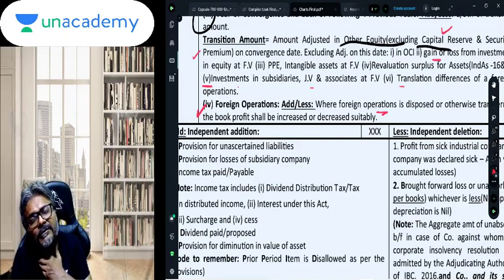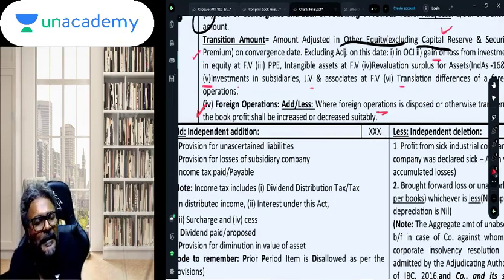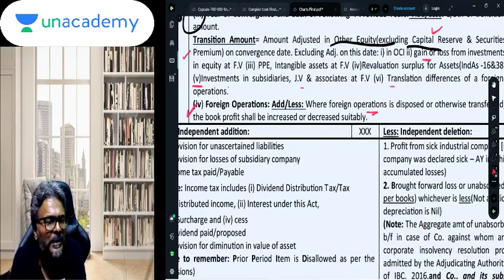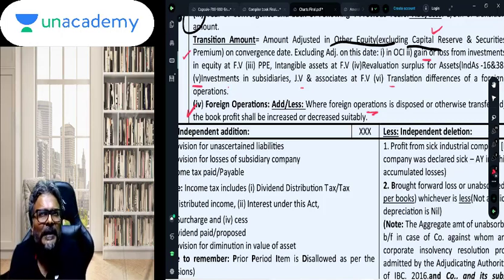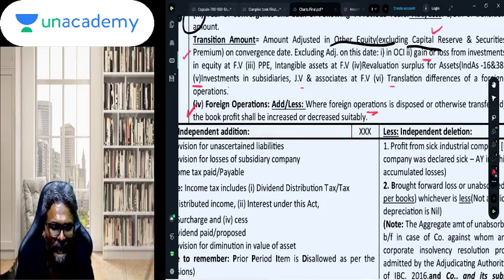Third is about the computation of transition amount, wherein the big ticket size items are being kept out of the transition amount calculation, namely capital reserve, share premium, thereafter those items which we have just discussed, the investment in the subsidiaries and the JV, and the transition difference of foreign operations. All these will not be a part of your transition amount, and if they are not forming a part of it, then you just need to simply take 1/5 in this case. Either add or reduce 1/5 for the 5 years period: if the credit side is heavier, add it; if the debit side is heavier, reduce it.